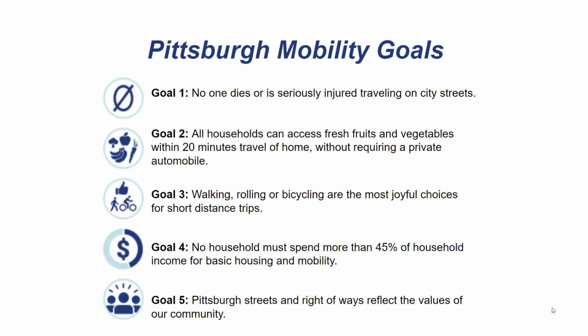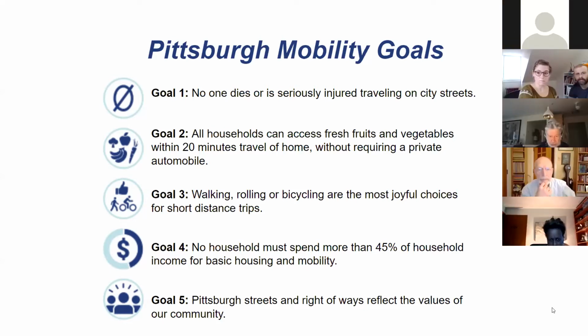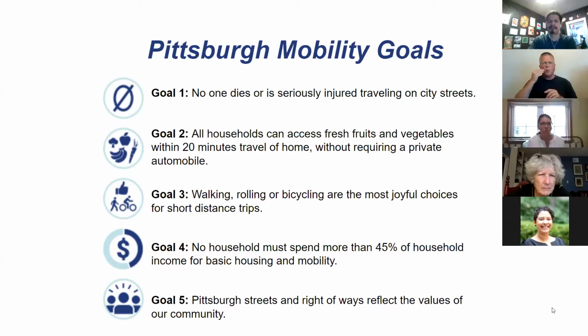The second goal is about access, that we think that all households have a right to fresh fruits and vegetables within 20 minutes travel of home, and that we can't assume that they have a private automobile with which to do this trip. Fresh fruits and vegetables is just sort of an indicator trip. It might be that all households can access quality education or good jobs or healthcare or open space within this same travel time, but that we need to give them the means to do that. And again, not assume that private automobiles are enjoyed by all households in our city. 20% of our households, in fact, do not have access to an automobile.